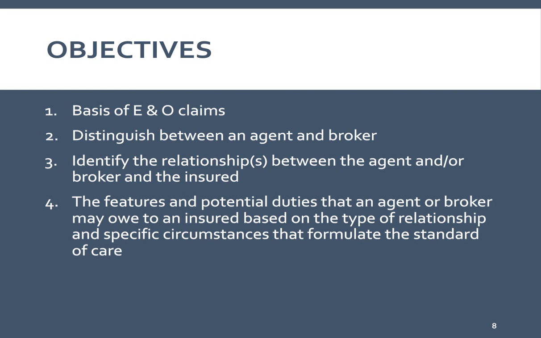The relationships between the agent and broker, we'll be discussing the law of agency and insurance law, and how those two actually operate simultaneously, rather unique to the insurance industry. And the features and potential duties that an agent or broker may owe to an insured based on the type of relationship. And here we're going to discuss there are actually three relationships: common law duty, the special relationship, and the fiduciary duty. And we'll address those as we go along.